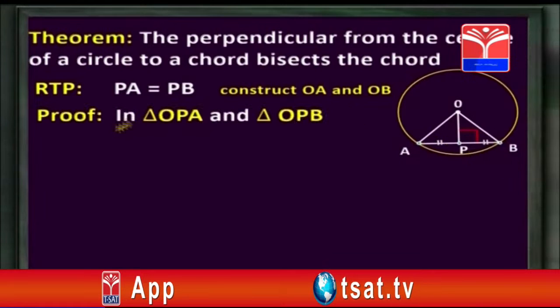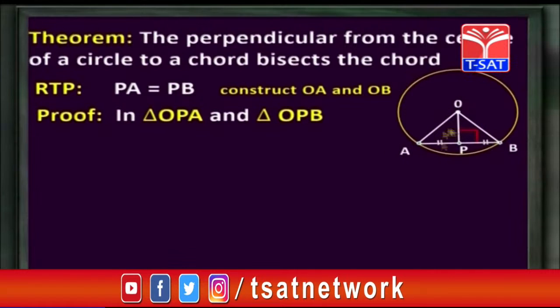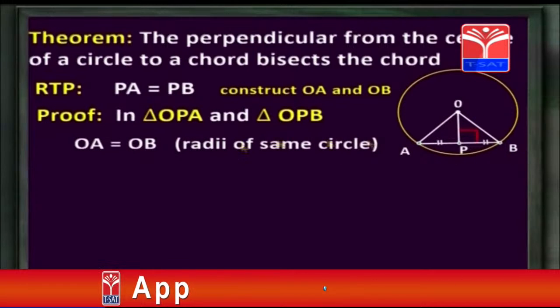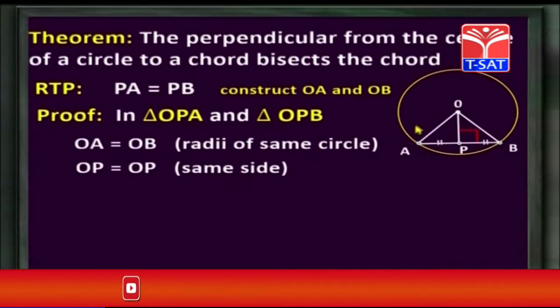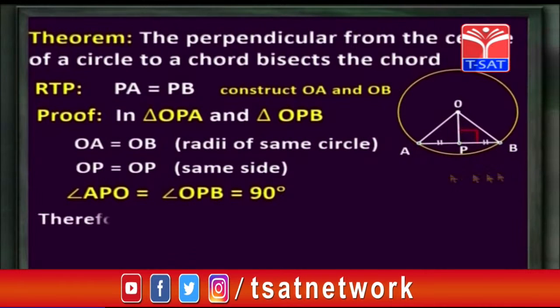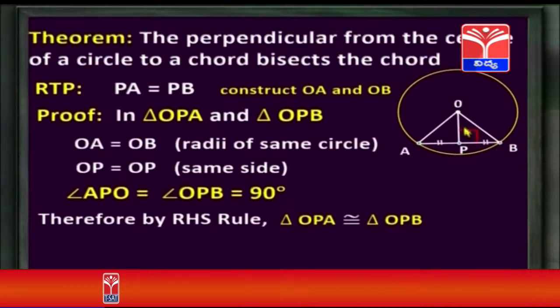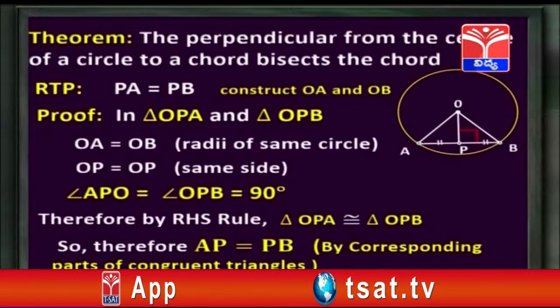In the proof, in triangles OPA and OPB, how do we prove them congruent? OA is equal to OB, both are radii of the same circle. Also OP is equal to OP, the same side. Angle APO is equal to angle OPB, which is equal to 90 degrees. Therefore by RHS rule, triangle OPA is congruent to triangle OPB. Therefore AP is equal to PB by CPCT.